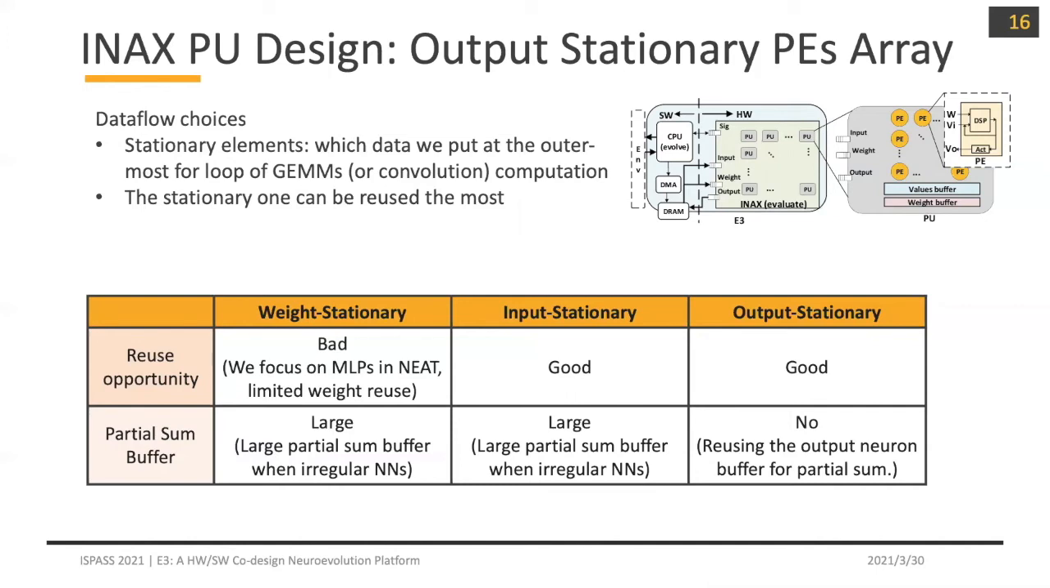Because we focus on NEAT, which uses mostly MLP, there is limited weight reuse opportunity. In input stationary, it has good reuse opportunity, but it will introduce partial sums. And when the network becomes irregular, the partial sum buffer is large. In output stationary, it still has good reuse opportunity, and it doesn't introduce any additional partial sum buffer. So that's why we choose output stationary.